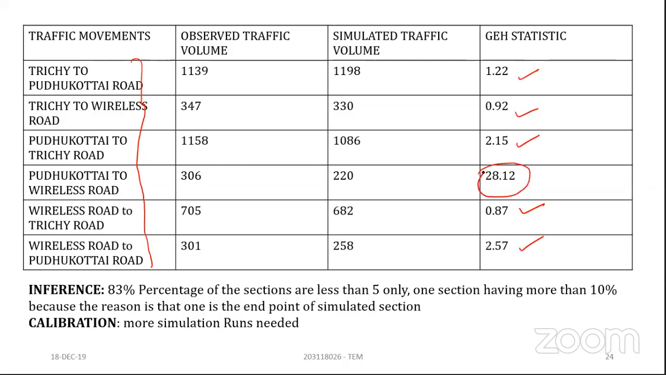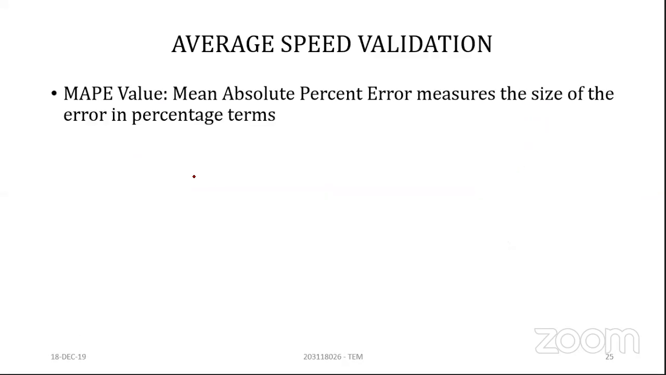But this one location has greater than 10% GEH error. So it means that this particular location needs to be calibrated. In that case, you have to perform various simulation runs and fit closely with your data to avoid that maximum error. Here I'm not explaining anything with respect to the calibrations for the volume.